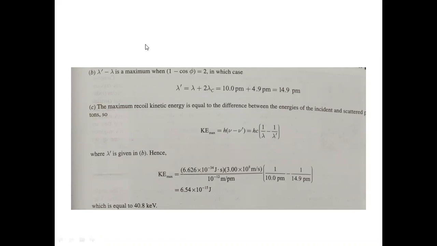We know again that c by nu equals lambda. Putting the value here, taking c common, we get hc into (1 divided by lambda minus 1 divided by lambda dash). Lambda dash is taken from part b, which is 14.9 picometers. We have the value of h, we have the value of c. Put the values and we will get the answer, which is 40.8 kilo electron volts, or 6.54 into 10 power minus 15 joules. So this was my lecture on the Compton effect.